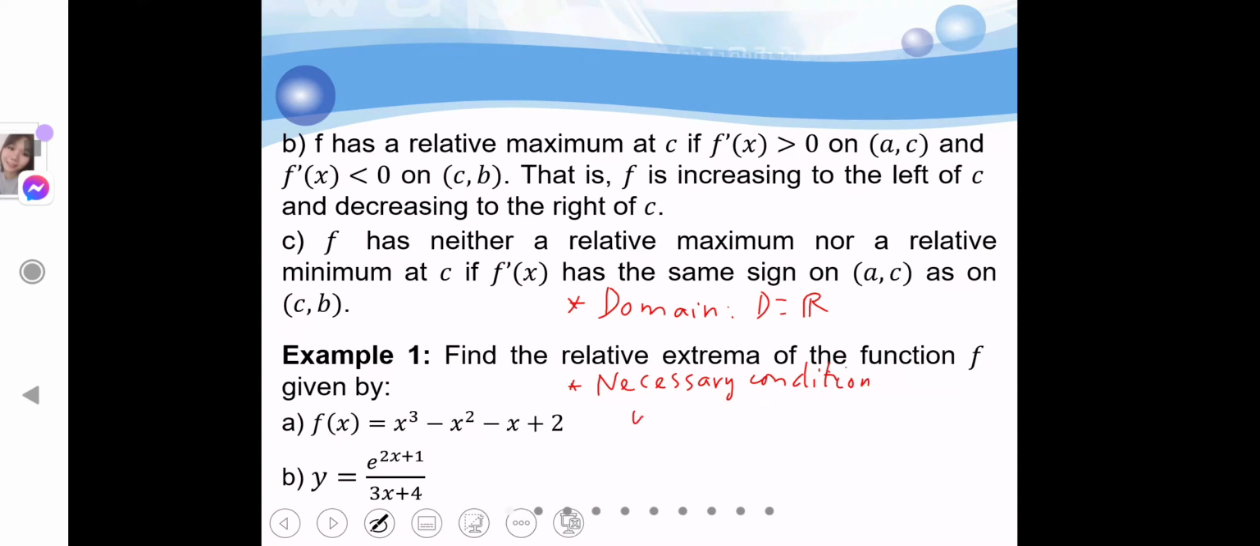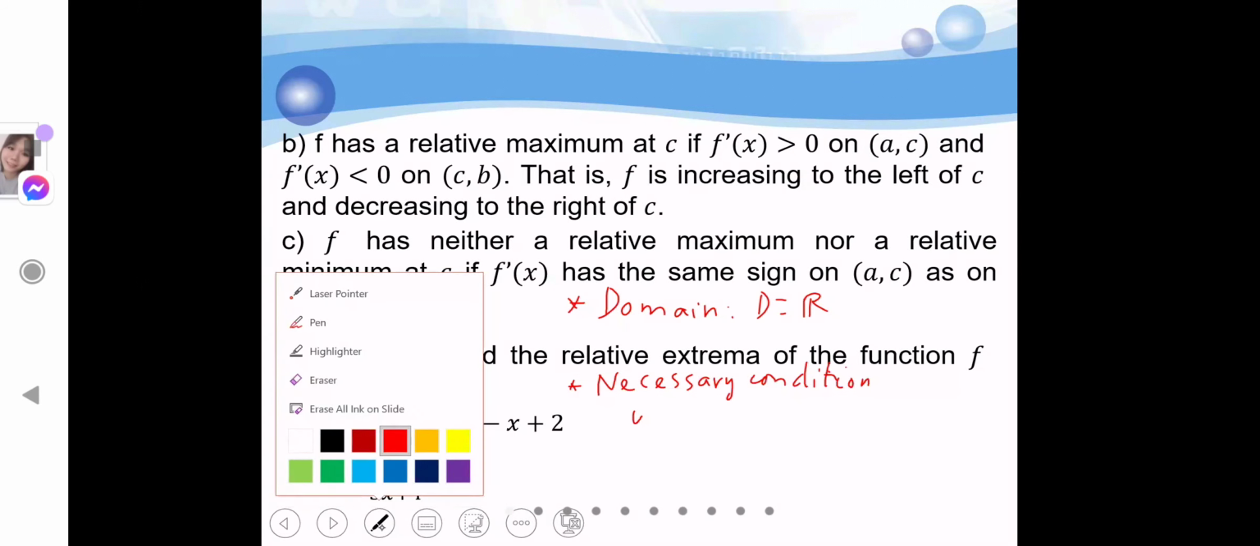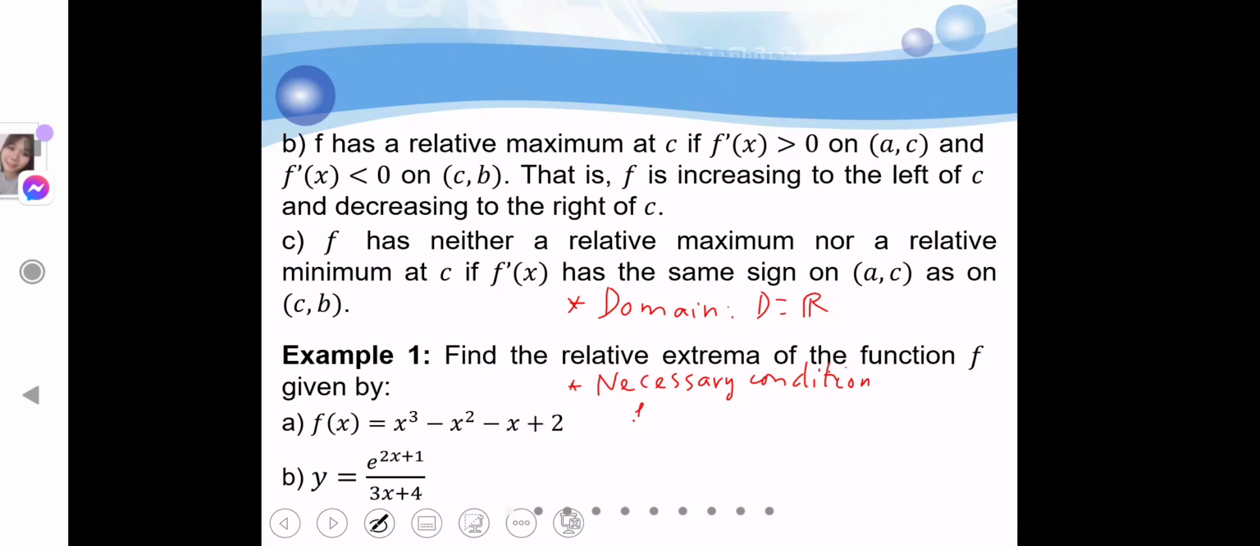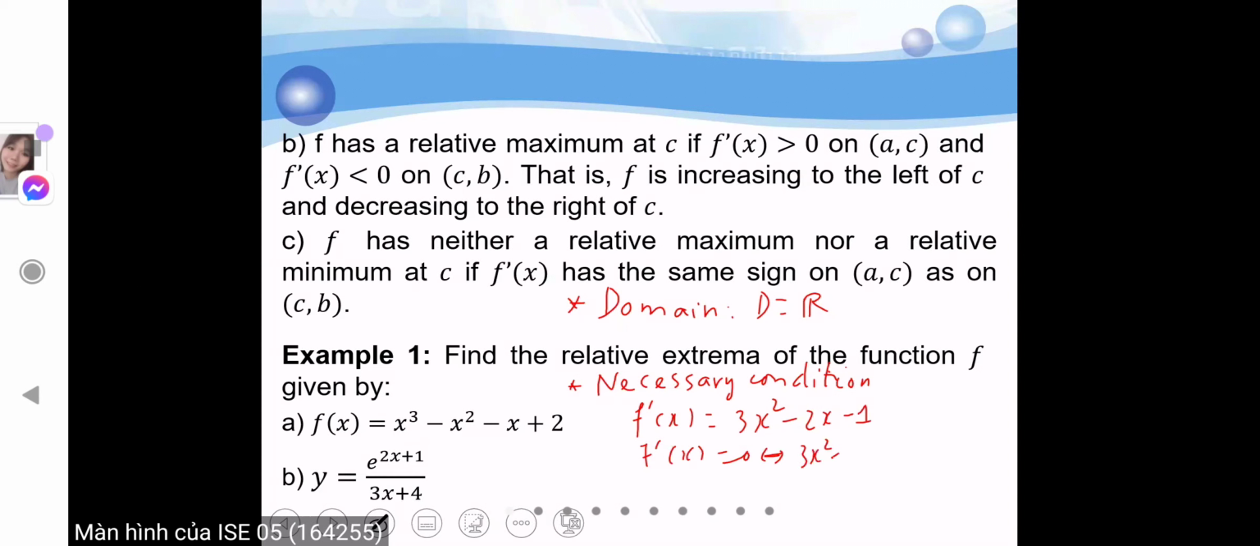Okay. F prime equal 3x square minus 2x minus 1. How many critical values? F prime equal 0, so 3x square minus 2x minus 1 equal 0. x equal what number?